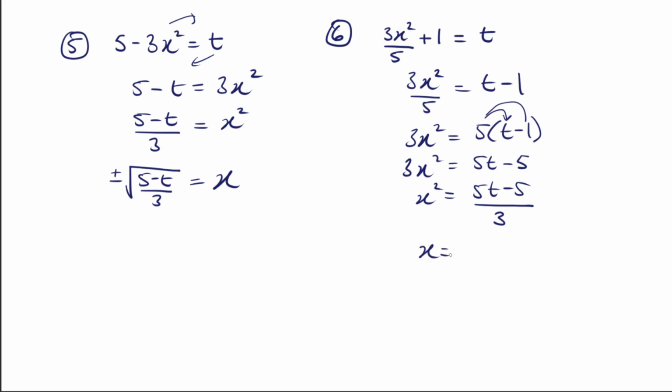So we have the square root of 5t minus 5 over 3, and we need to put the plus minus at the front to make it correct. Okay, let's do one last one.